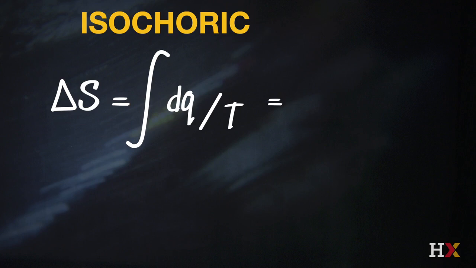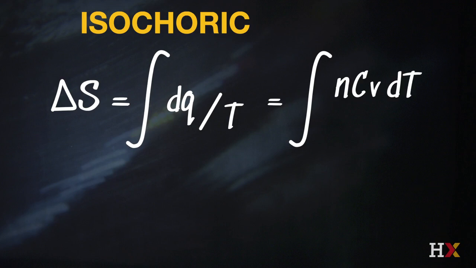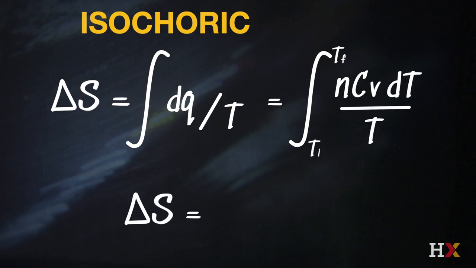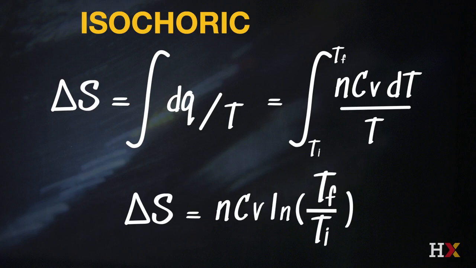So now we have the integral of dQ, but now that's the number of moles times the molar specific heat at constant volume times the change in temperature, and then we have to divide through by T. So this is from T initial to T final. And so that gives us the number of moles times the molar specific heat at constant volume times the logarithm of T final over T initial.